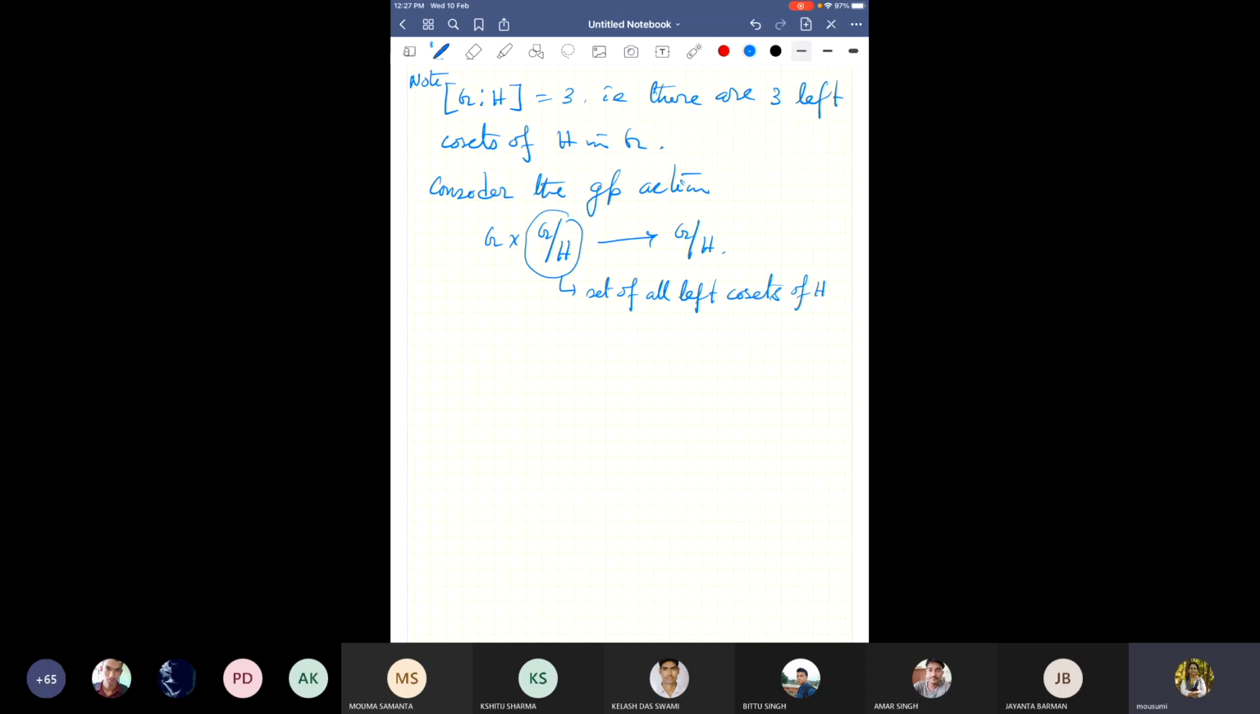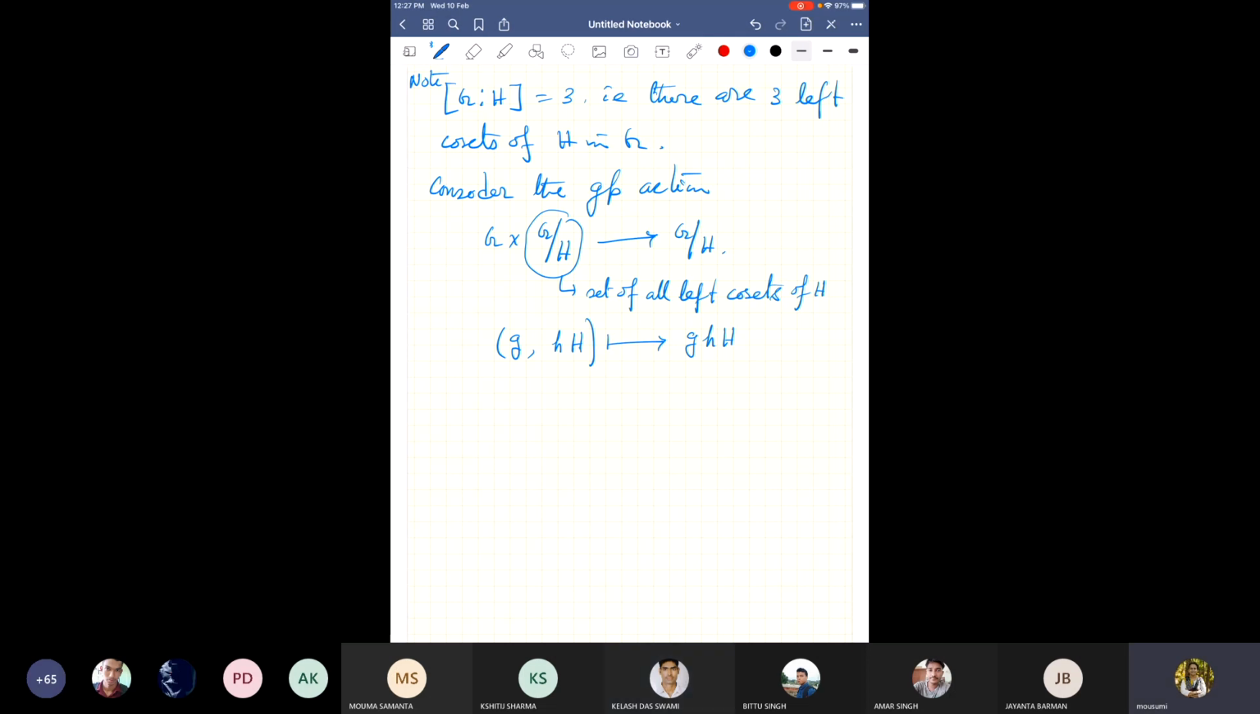So how am I defining this group action? Consider any element g from the group and say gH is an element of the set of left cosets. So this is a left coset, where I will send it to g times gH, which is again a left coset of H. So this is the group action. Is this group action clear to you? Yes, ma'am.